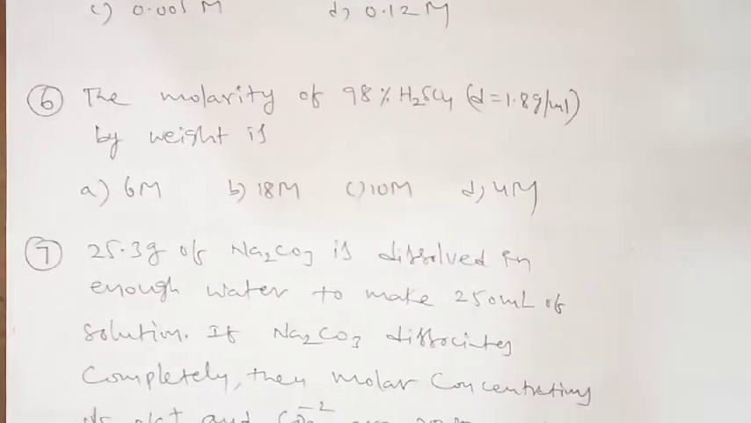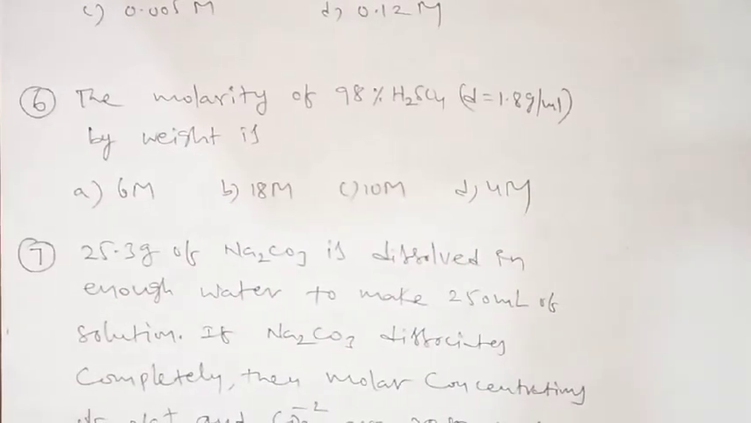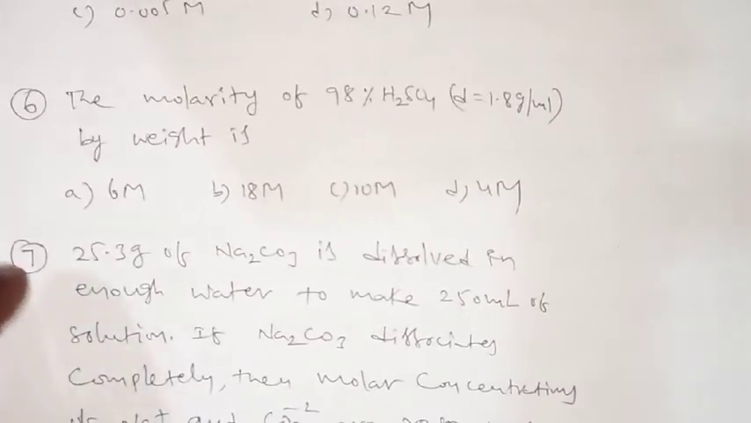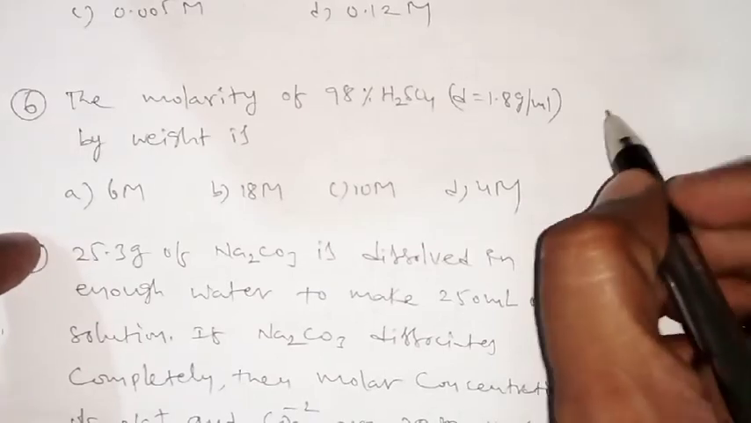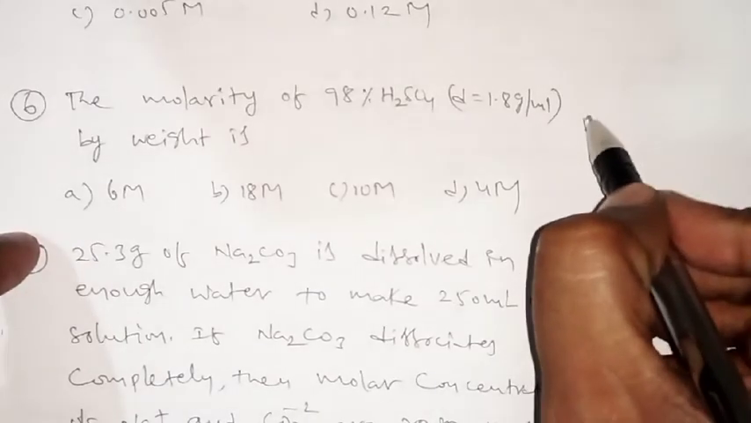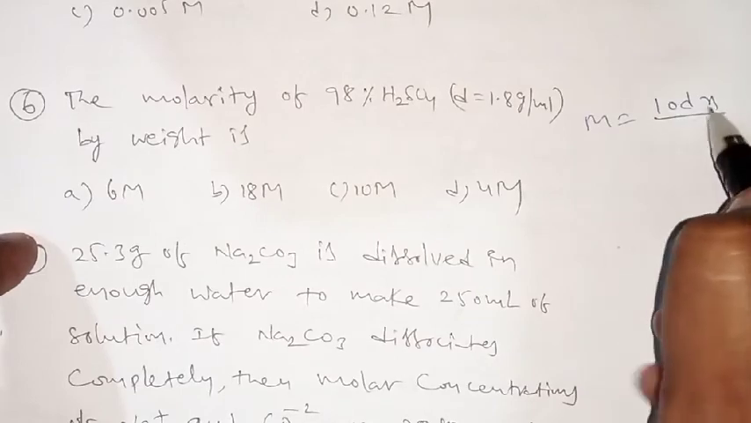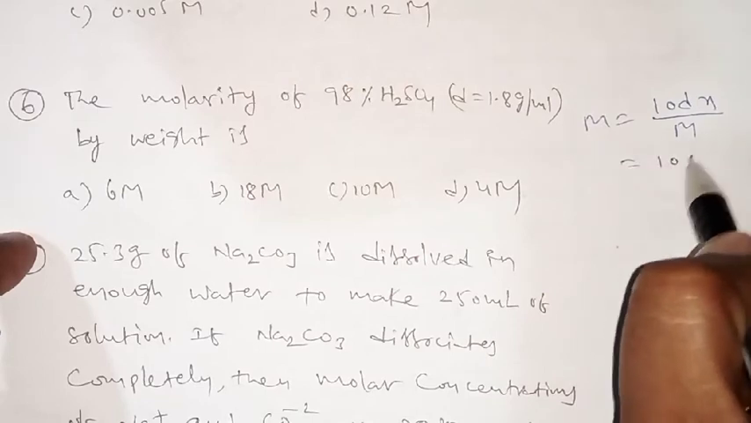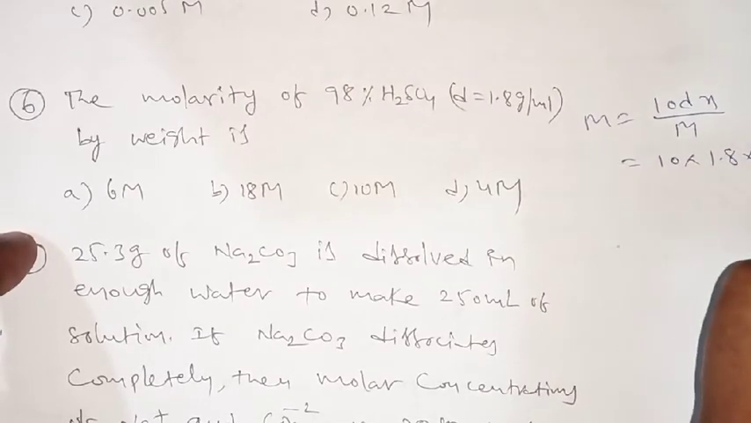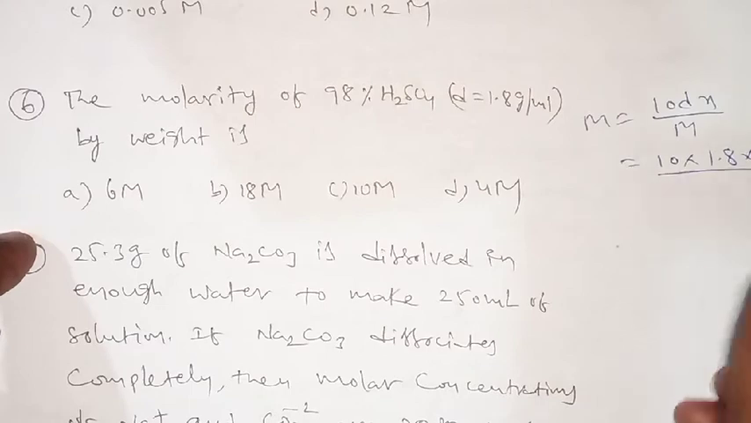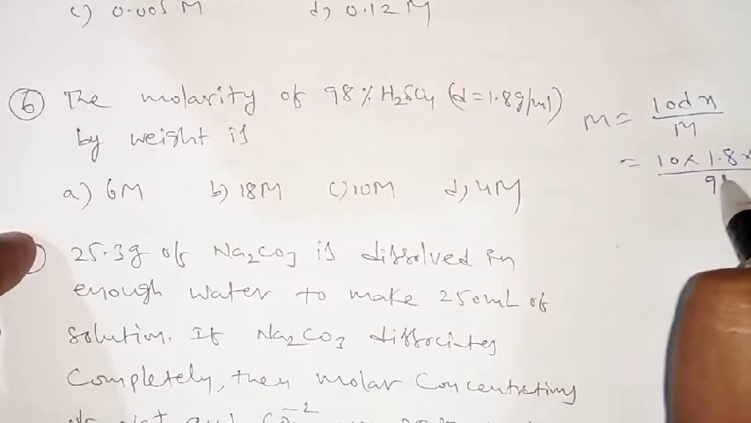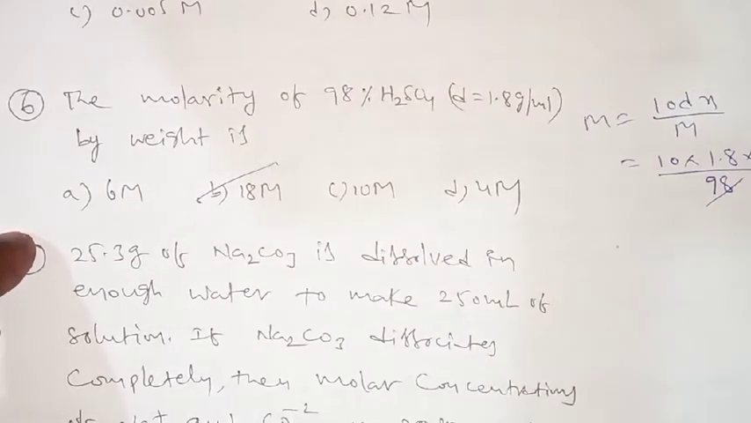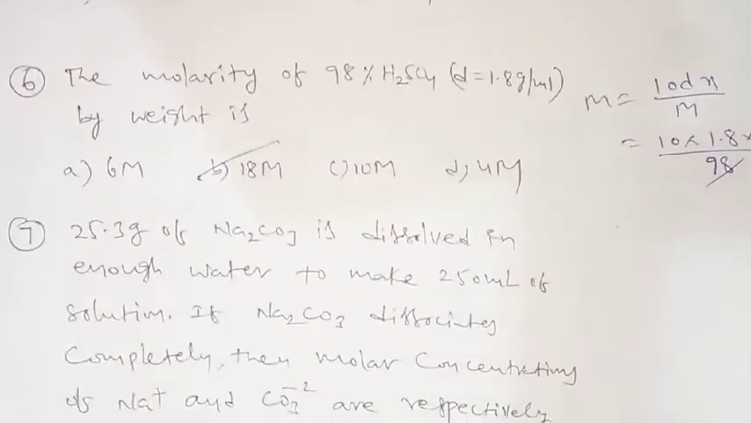Very simple and important model. The molarity of 98% H2SO4, density equal to 1.8 gram per milliliter by weight, is. So they asked molarity. Here also the same formula we used in the first case. M equal to 10 dx by M, molecular weight. If it is equivalent weight, you can take gram equivalent weight. So 10 into density, nothing but 1.8. The percentage given is 98%, divided by the molecular weight of sulfuric acid, 98. So 98 cancelled. 10 into 1.8 gives 18 M. Is it okay? Right. Look at the next question.